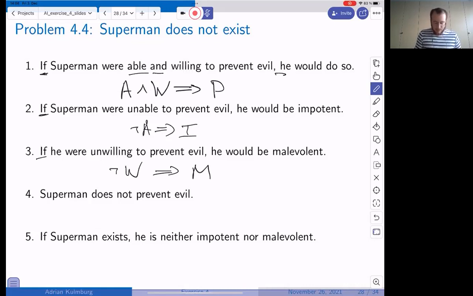Okay, then Superman does not prevent evil, so he does not prevent it. There's no if here, so we don't need an implication or something like this. If Superman exists, so if he exists, he is neither impotent, so he is not impotent, and he is not malevolent. Okay, and that's how you formalize those sentences. Now let me go through some of the questions.